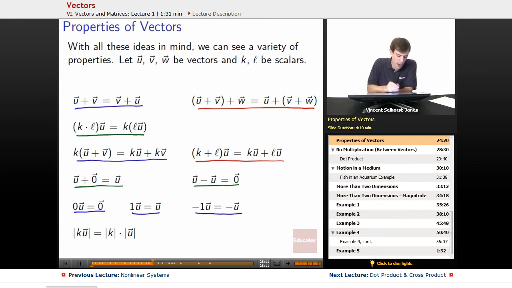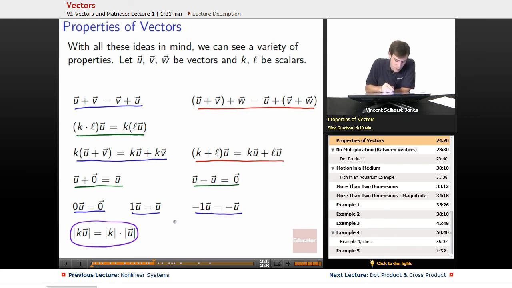The only one that might be a little bit confusing is ||ku||, the magnitude of a scaled u, k scaled on u, k scalar times vector u. The magnitude of that is equal to the absolute value of k times the magnitude of u. Let's look at why that's the case.